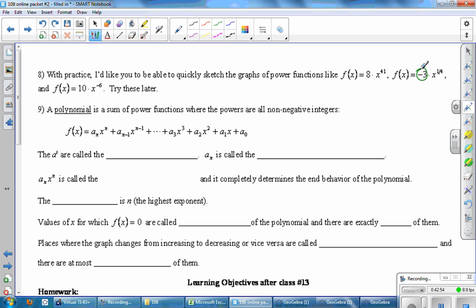So play around, and then you can check your work on your calculator, or maybe better yet, on GeoGebra. So feel free to pause the video and come back when you're done. But we'll just go through these last few vocabulary things when you're ready.